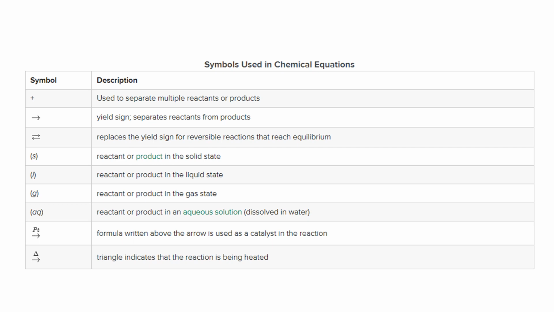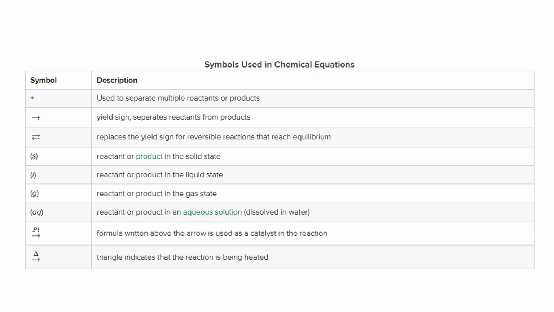So if you have a plus, that means you're using it to separate multiple reactants or products. You have an arrow pointing one way, it's a yield sign. It means these things are reacting to form. If you have a two-sided arrow, meaning pointing one way and the other, that means you have a reversible reaction.